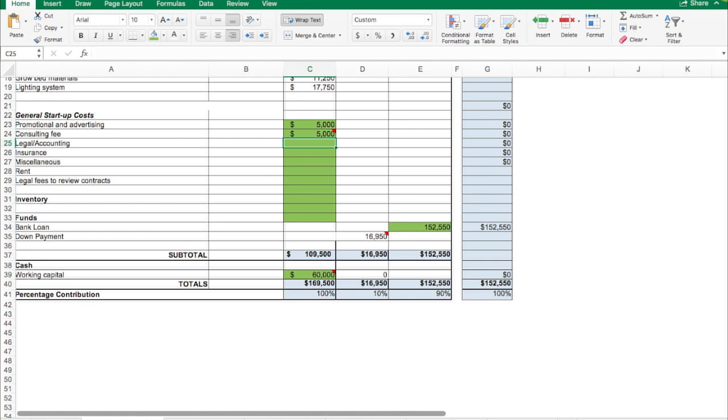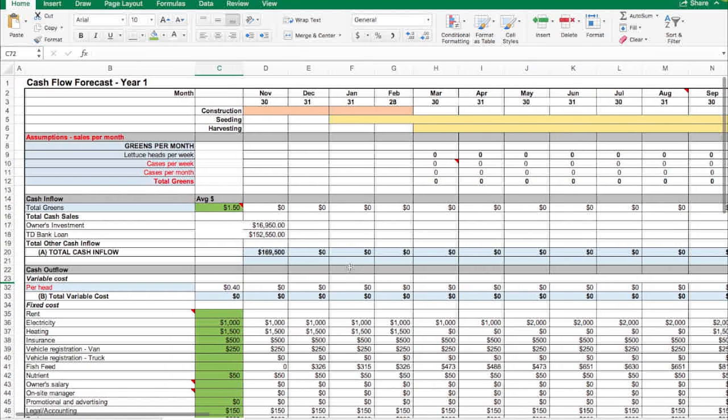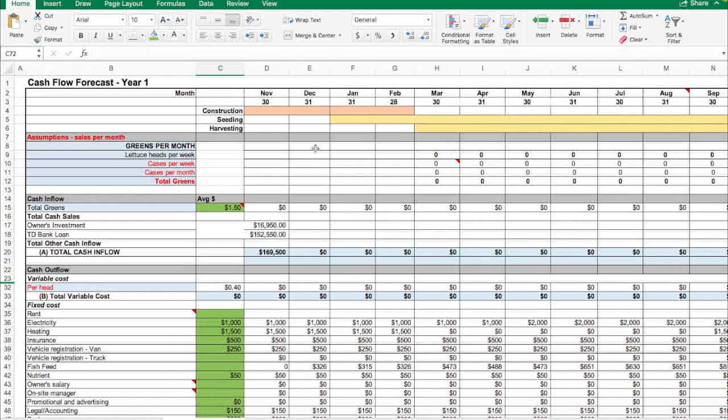So let's get into step 2, which is cash flow, year 1. The way that this has been designed is that on top here you'll see a sort of a Gantt chart that you can use for scheduling your project.